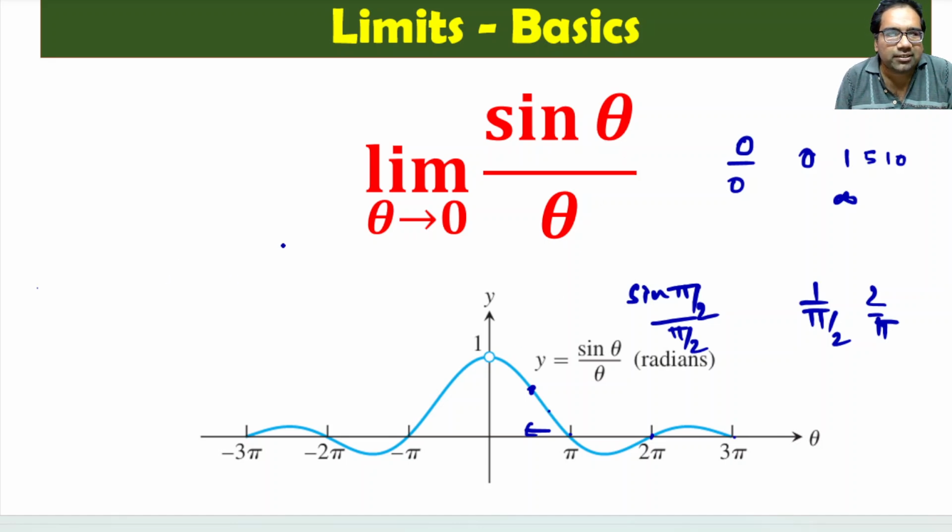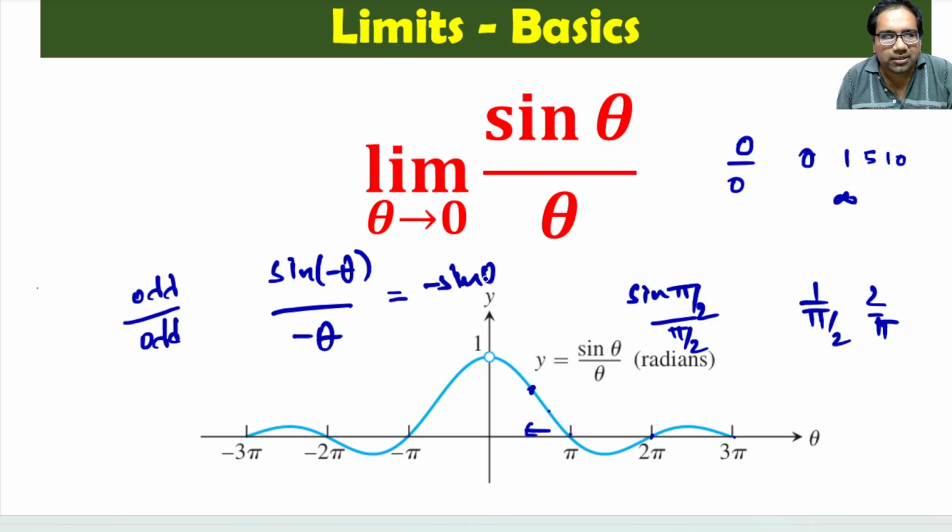Firstly, sine theta by theta is an even function. Sine theta is an odd function, theta is also an odd function, so odd by odd is even. Because sine of minus theta by minus theta becomes minus sine theta by minus theta, which is sine theta by theta. So if we call this f of theta, this function is actually even.